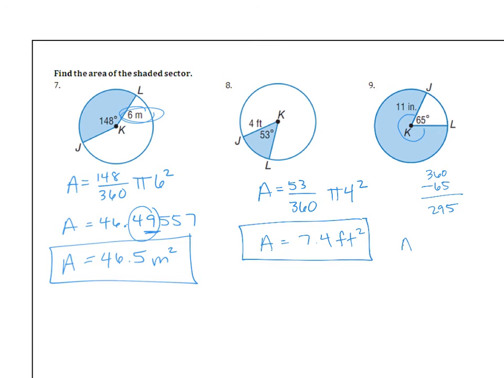So to find the area of that part, we're going to do 295 out of 360 times pi 11 squared. And you're going to type that into your calculator. And I got 311.497. And again, if we're rounding to that hundredth, it's going to round up to a 50. So it's 311.5, and it's inches squared.